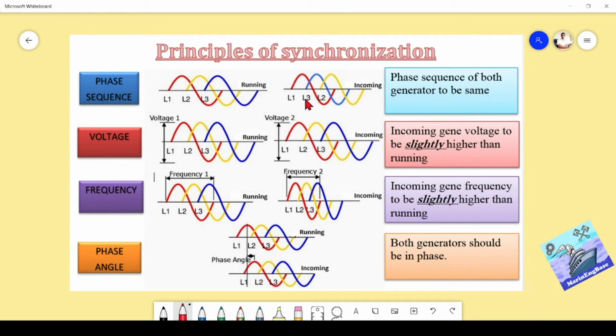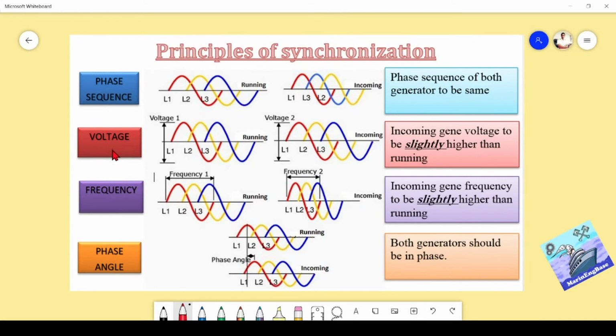Normally the phase sequence is not affected as long as no maintenance is carried out in the generator or bus bar system, because the phase sequence is normally fixed as long as the connections of the generator or the bus bar are not touched. For any maintenance, we can remove the connections, and while fixing them back, if there's any wrong connection, only then might the phase sequence be affected. So the first condition is that the phase sequence of both generators must be the same.